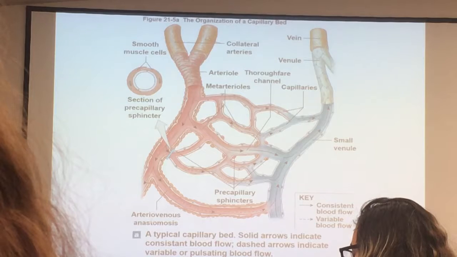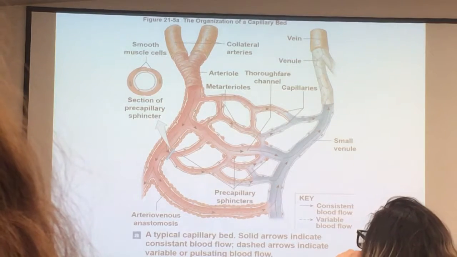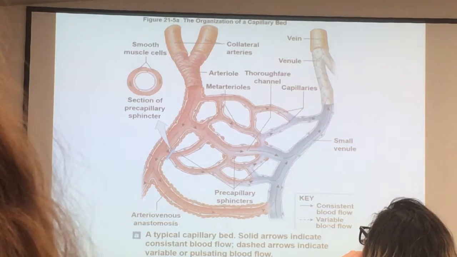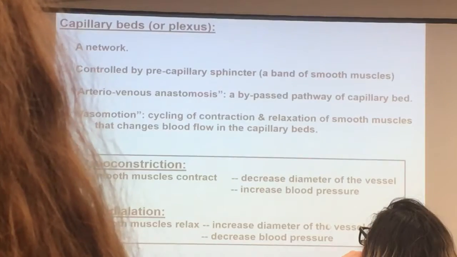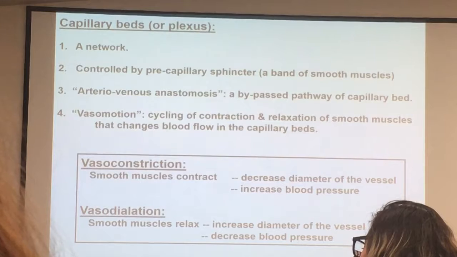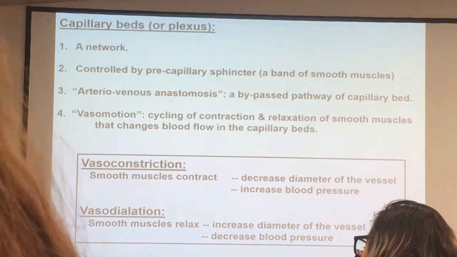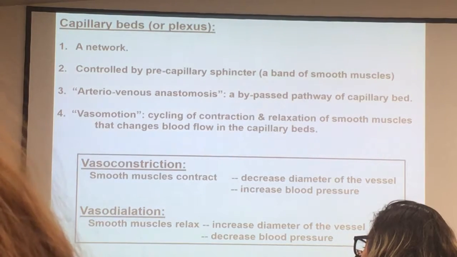And some we call arteriovenous anastomosis, where blood always flows from one end to the other end. And that is what we say here. The major control is by the precapillary sphincter, you know that.